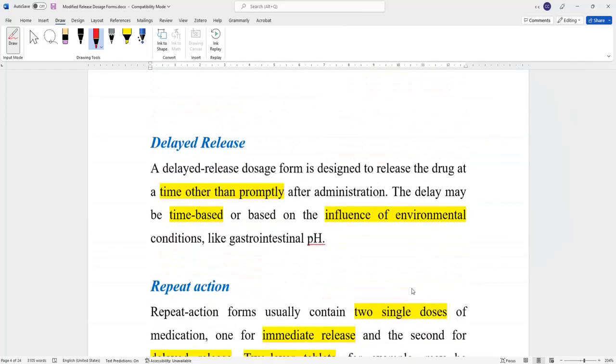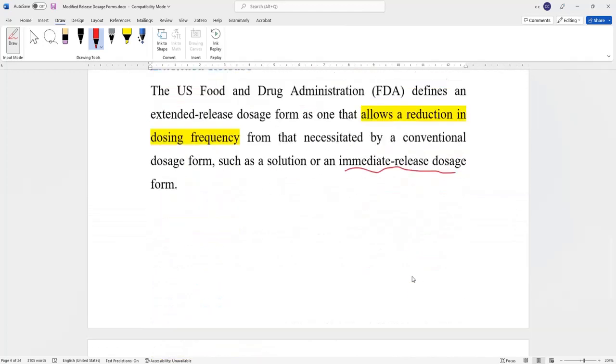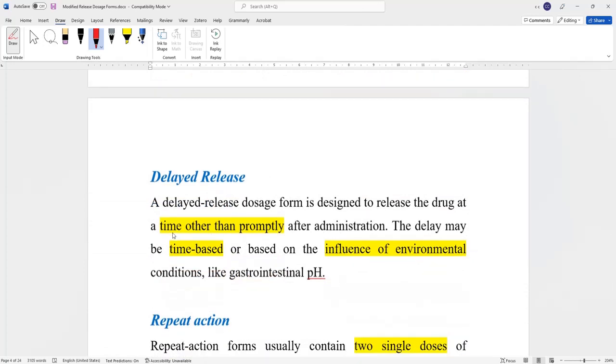Delayed release, it's very important to differentiate it from extended release. Delayed release means the release is not prompt, not as in the immediate release dosage form. Prompt means immediately after swallowing the release will start. No. Delayed release means this will not happen as soon as the drug is administered, but there will be a delay, and this delay can be based on time.